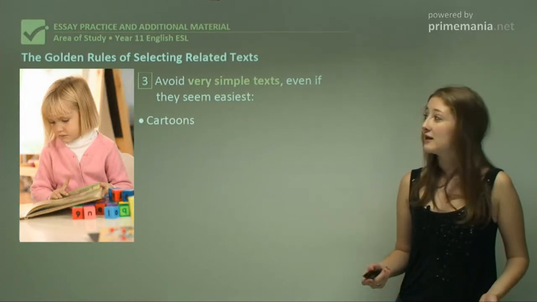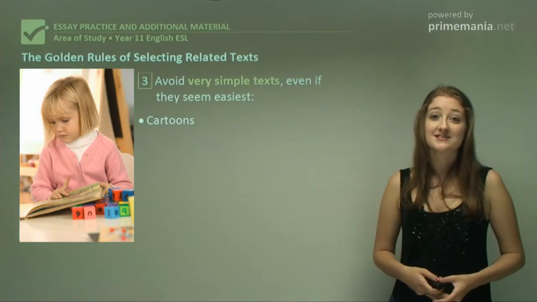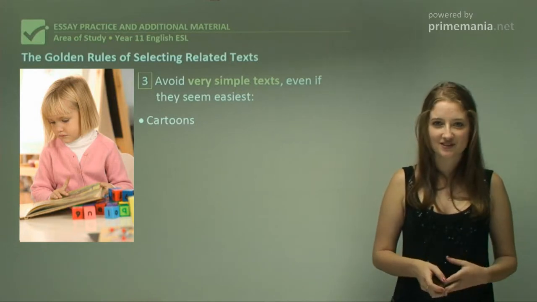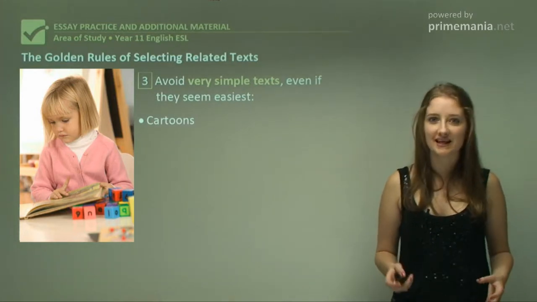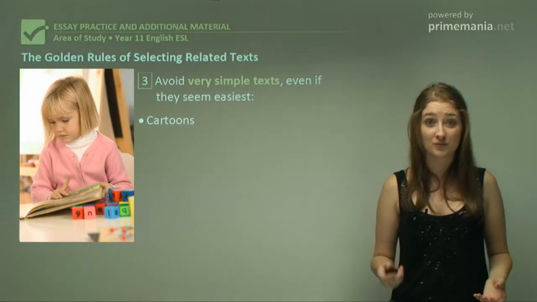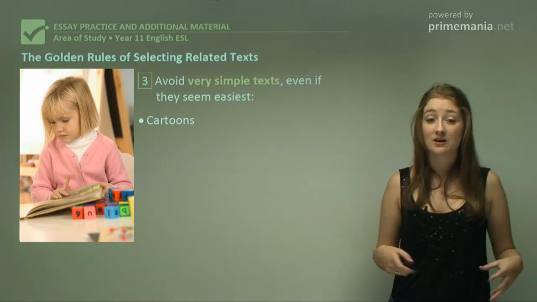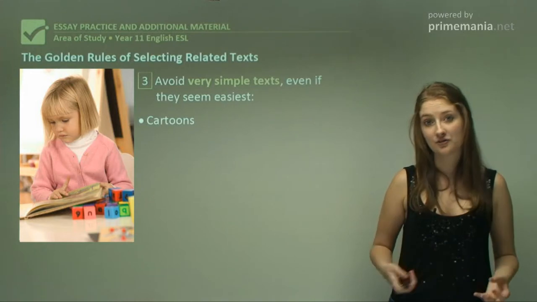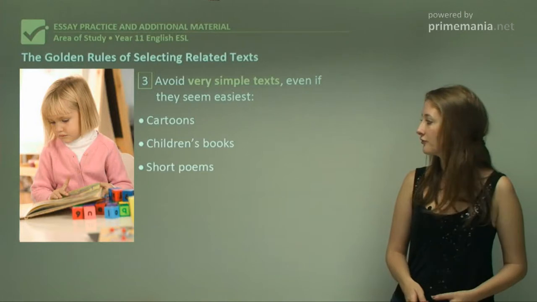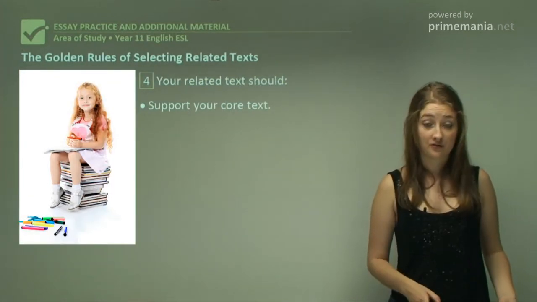The third rule is to avoid very simple texts, even if they seem the easiest. So sometimes you might be misleadingly lured into choosing a really simple text and you think, yeah, this is great, it's going to be really easy to analyse, but that's definitely not the case, because it's not going to provide you with enough material to write an essay. And if you don't have enough material, you're not going to be able to write an essay that's the right length. So you want to be avoiding cartoons, children's books, short poems, and ensuring that you skip those factors.